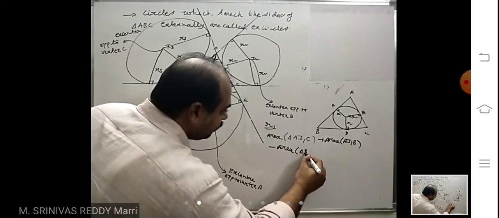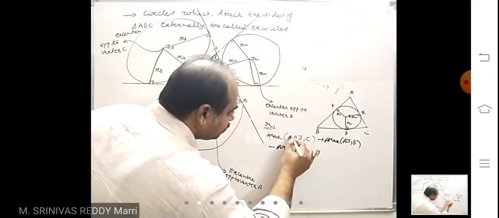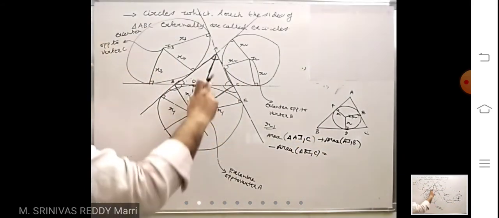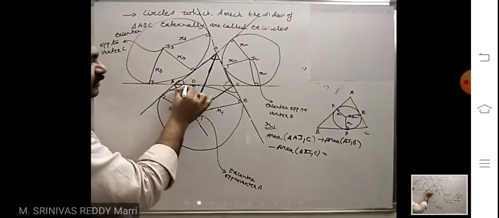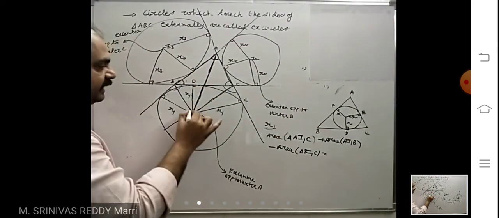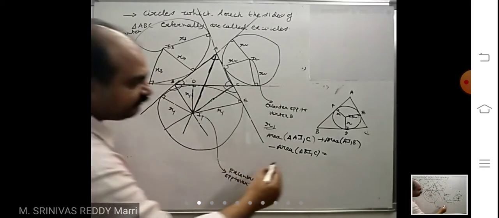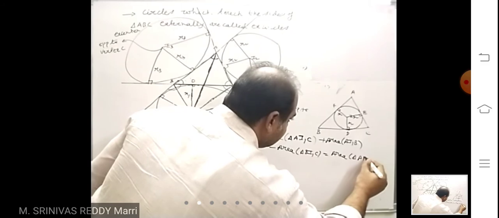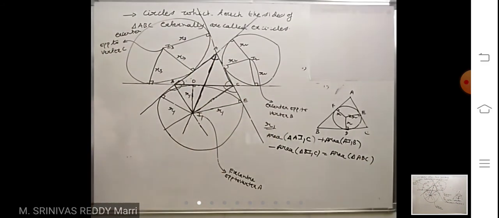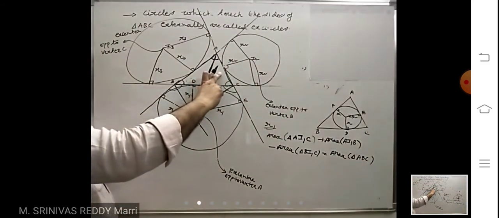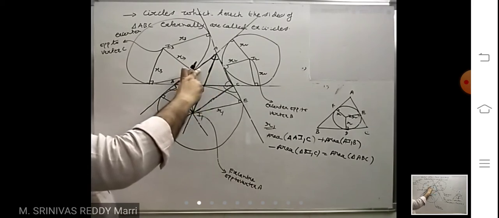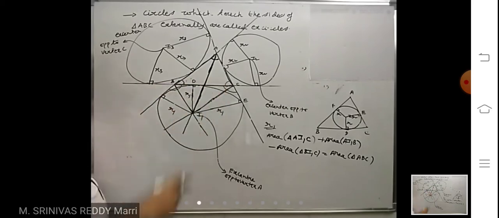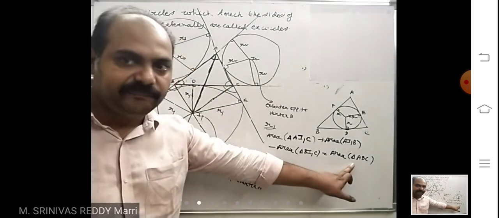Out of that quadrilateral, if I remove the triangle BI1C, minus area of triangle BI1C, what will I get? Area of triangle ABC, right? So this right hand side triangle plus this left hand side triangle gives the quadrilateral. Out of that quadrilateral, if I remove the area BI1C, then I get the area of triangle ABC.